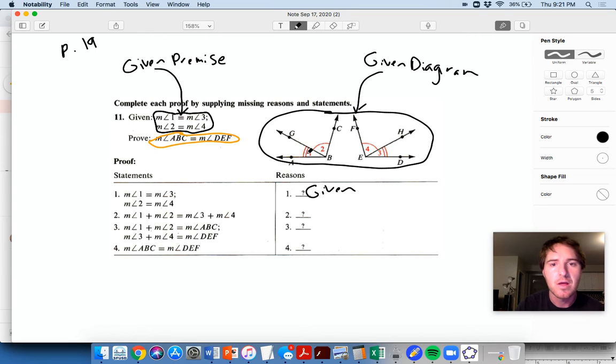This is pretty obvious, right? This angle has the same measurement as that angle. This angle here has the same measurement as that angle here. And your goal here is to prove that the larger angle here has the same measurement as the larger angle here. So it's a pretty easy proof. It's kind of common sense, right? This part is the same as that part. That part is the same as that part.